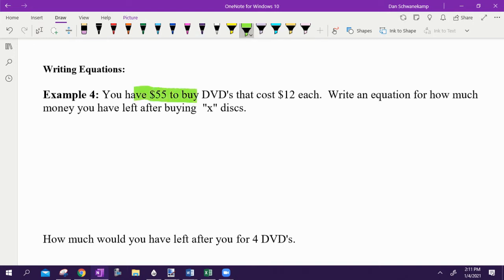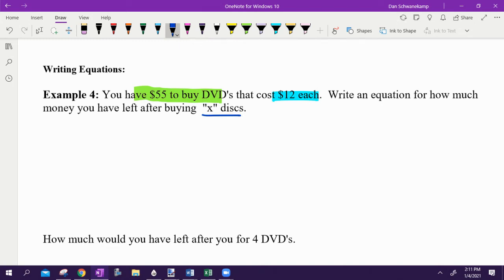You have $55 to buy DVDs that cost $12 each. This problem's a little bit old. No one really buys DVDs anymore. I got to make this newer. It's got to be about Netflix now. You have $55 to buy DVDs and they cost $12 each. Write an equation for how much money you have left after buying x discs.